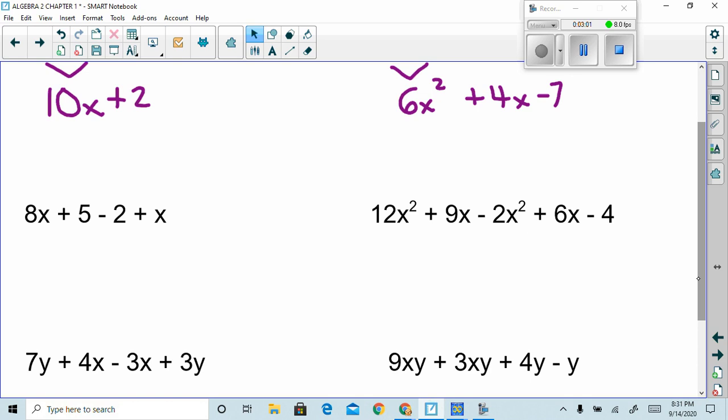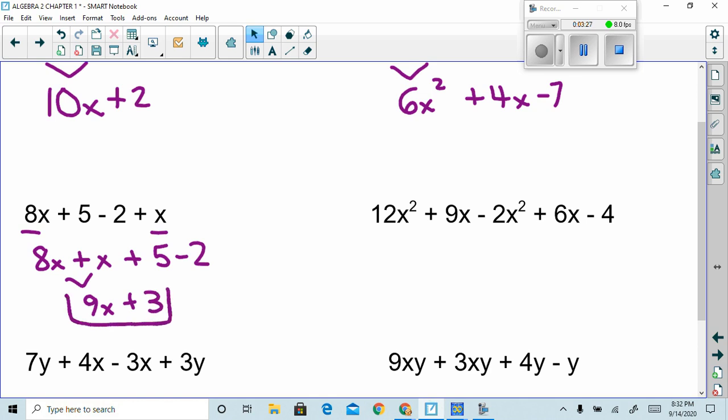Looking at my next problem, this time I have an 8x squared and an x. Now I could, if I wanted to, and again we talked about properties, I could commute this, and if I wanted to, I could put that 8x next to the x, and then the constants next to each other, and then I would get my 9x, and then I would have 5 minus 2 is 3. And that's as simple as that can go. I can't do anything else to that problem. I can't combine the 9x and 3.